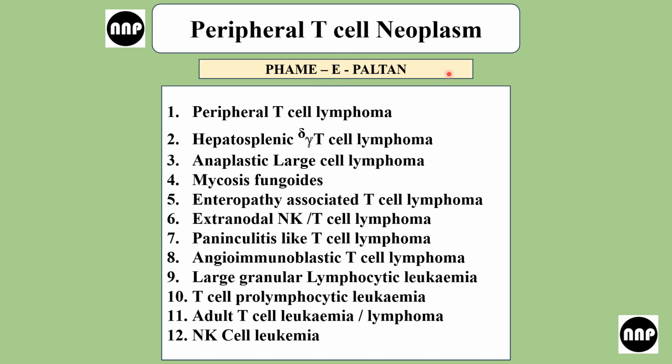Now coming to this APPLE TAN, P is panniculitis-like. A is angioimmunoblastic. L is large granular lymphocytic. T is T cell prolymphocytic. Remember, in the previous one also, the 10th one was B cell prolymphocytic. Here the 10th one is T cell prolymphocytic leukemia. Then AN stands for adult T cell leukemia and N is NK cell leukemia.